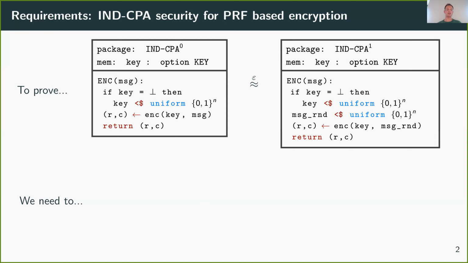The IND-CPA1 game implements a similar encryption procedure. It also starts with an initialization check for the key, but then samples a random message from a uniform distribution. This time the PRF encryption is called with the key and the random message, and we return the result. IND-CPA security is defined as follows. If we let an arbitrary adversary pick a message and call the encryption procedure with one of the two packages, the adversary will have a negligible chance to determine which of the two packages it was interfacing with.